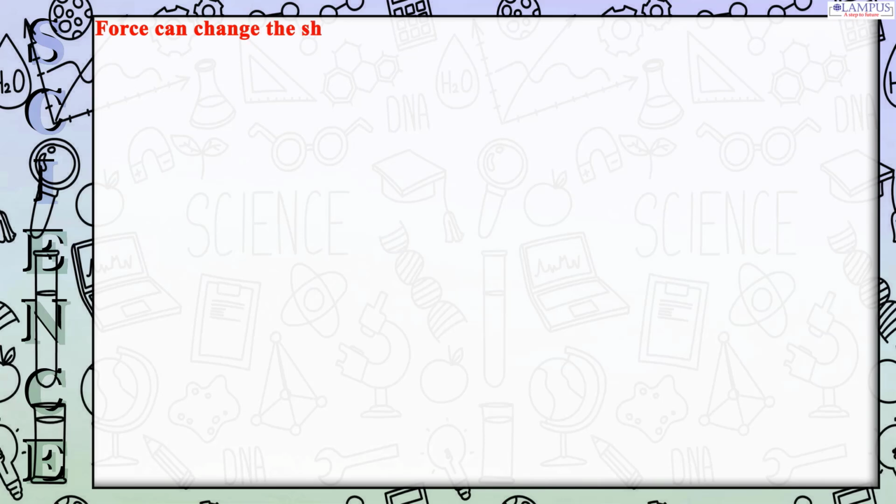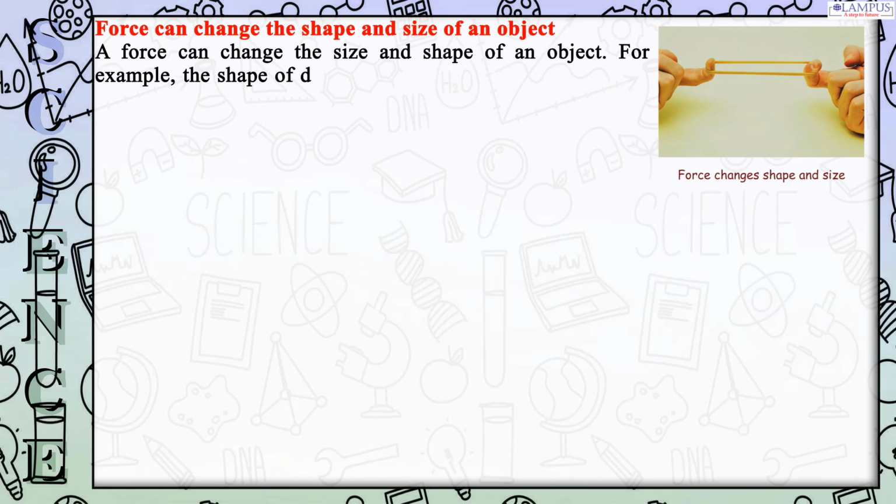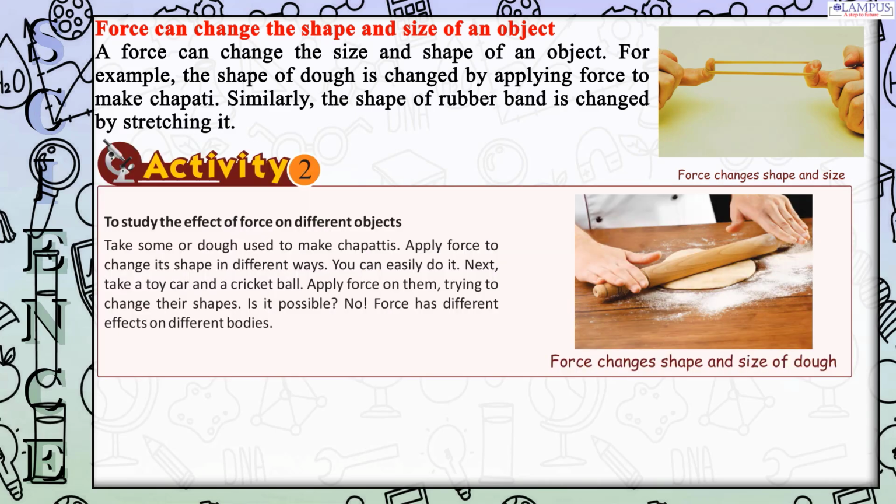Force can change the shape and size of an object. A force can change the size and shape of an object. For example, the shape of dough is changed by applying force to make chapati. Similarly, the shape of a rubber band is changed by stretching it.